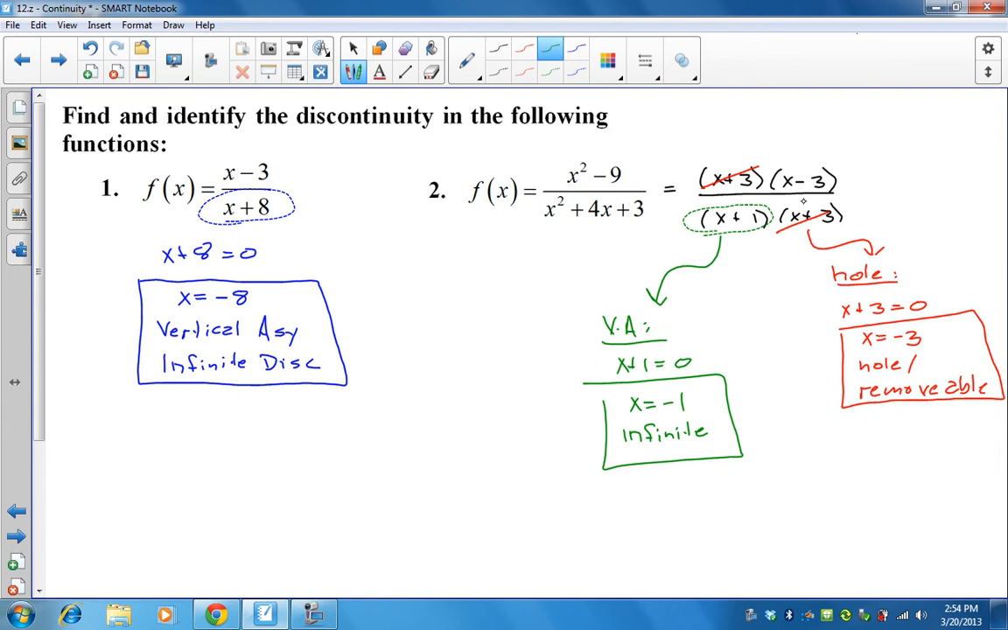So you factor and cancel. If something cancels, that's a hole. If it does not cancel and you still have it in the bottom, then that is a vertical asymptote.